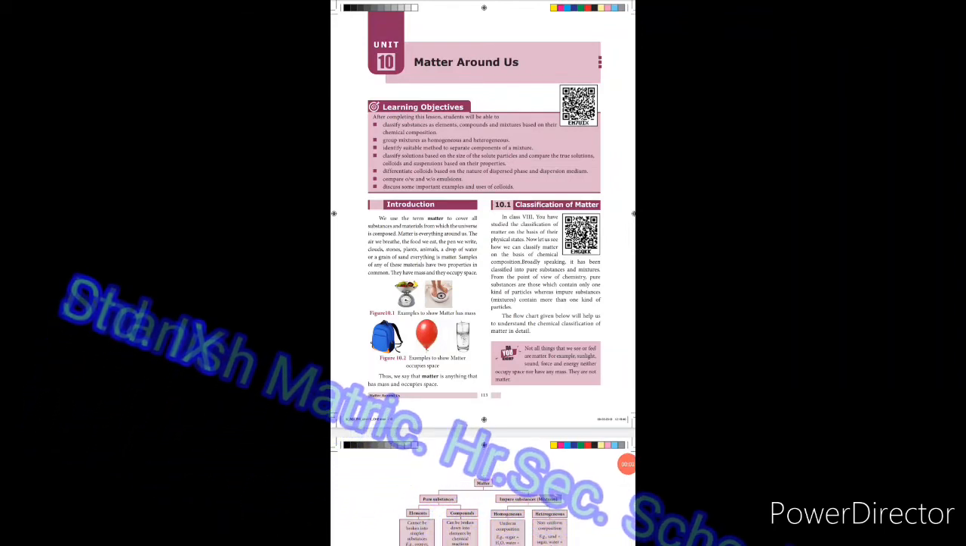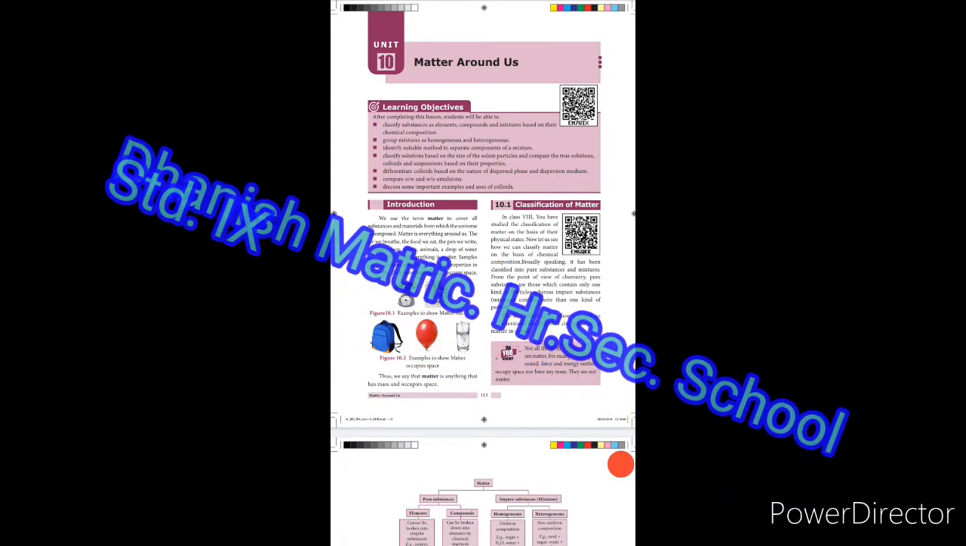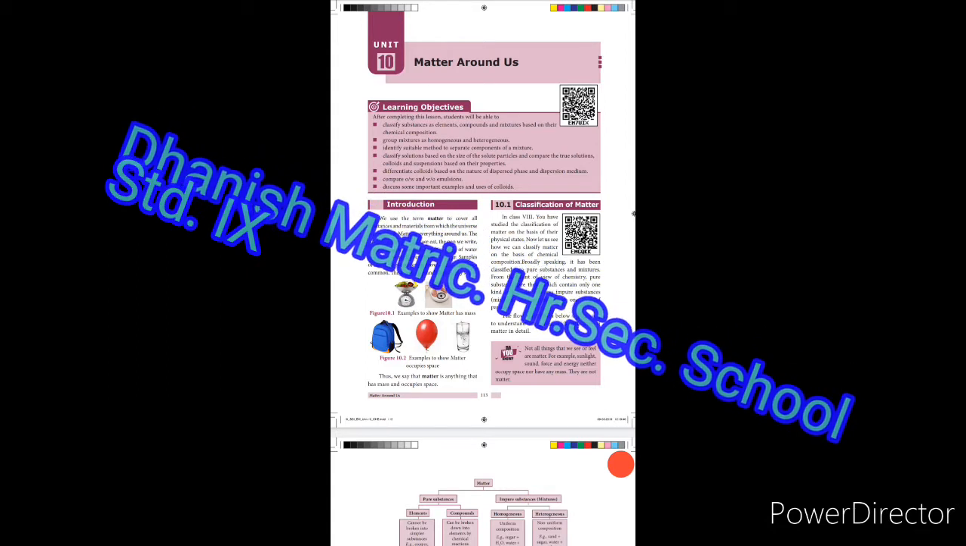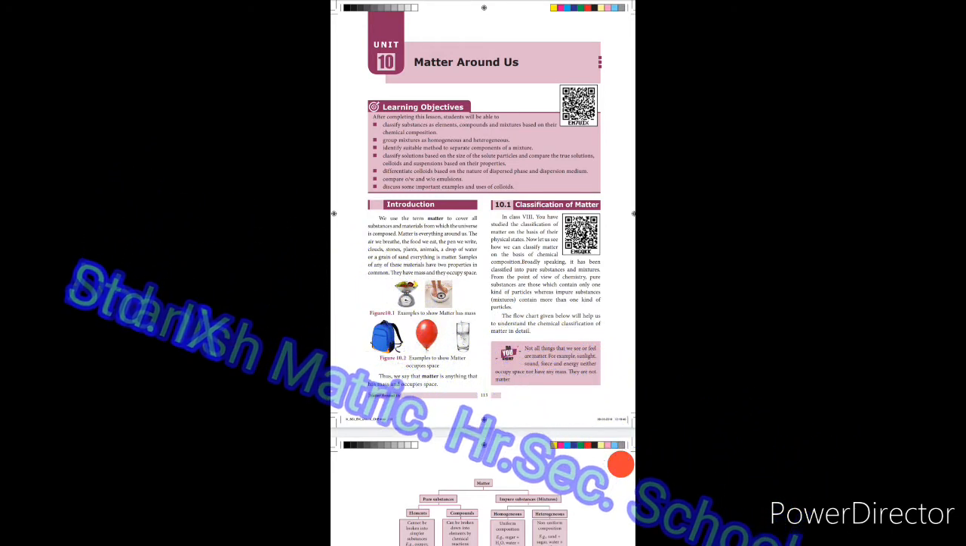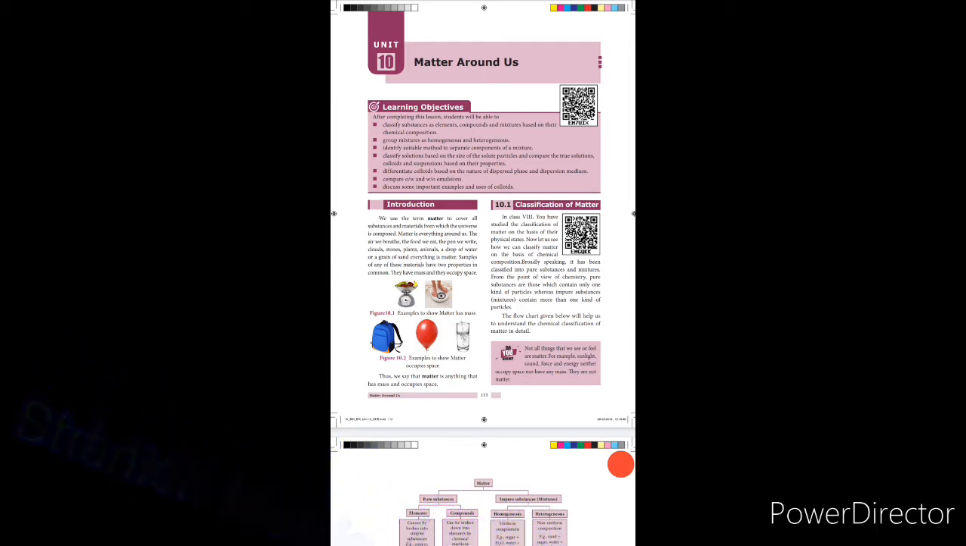Welcome to class 9 science session, and we are dealing with the 10th lesson, that is matter around us. Now in this lesson we have seen what is matter, classification of matter, elements, compounds, mixtures, types of mixtures, and we have also seen the difference between elements and compounds. Remember children, and we saw the separation methods of mixture, and we saw the first method, that is sublimation.